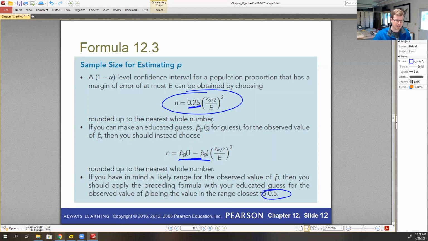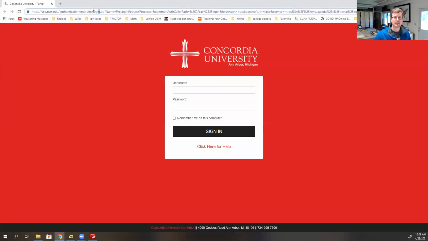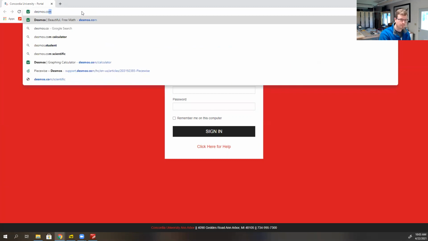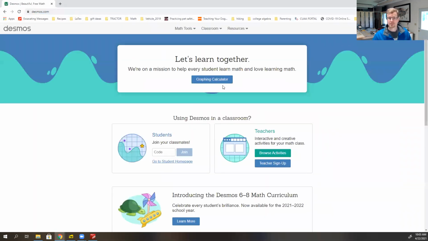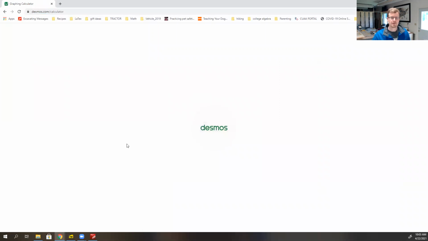Now, what I'd like to do to help demonstrate this is take a look at, you can use Desmos if I remember correctly, desmos.com. And we can go to the graphing calculator. And what I want to do is find the maximum possible value that p hat times 1 minus p hat is going to be.